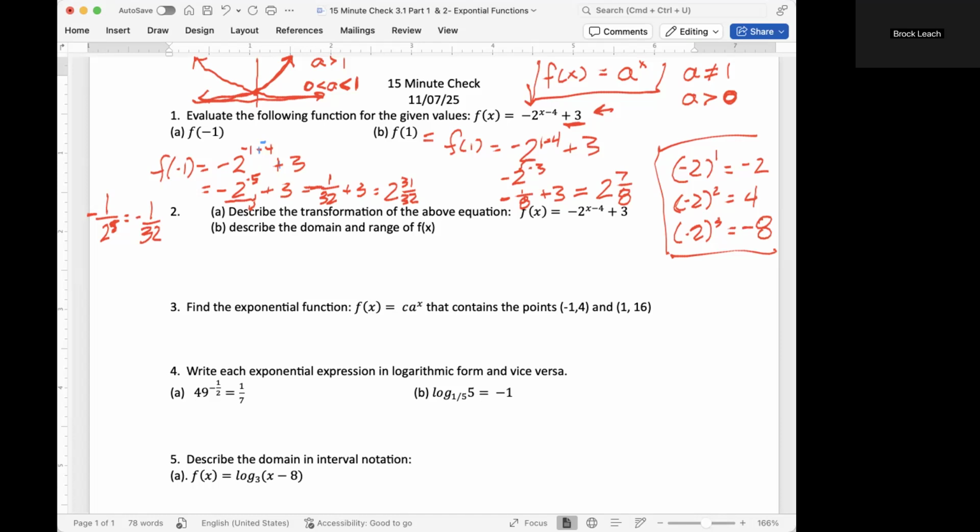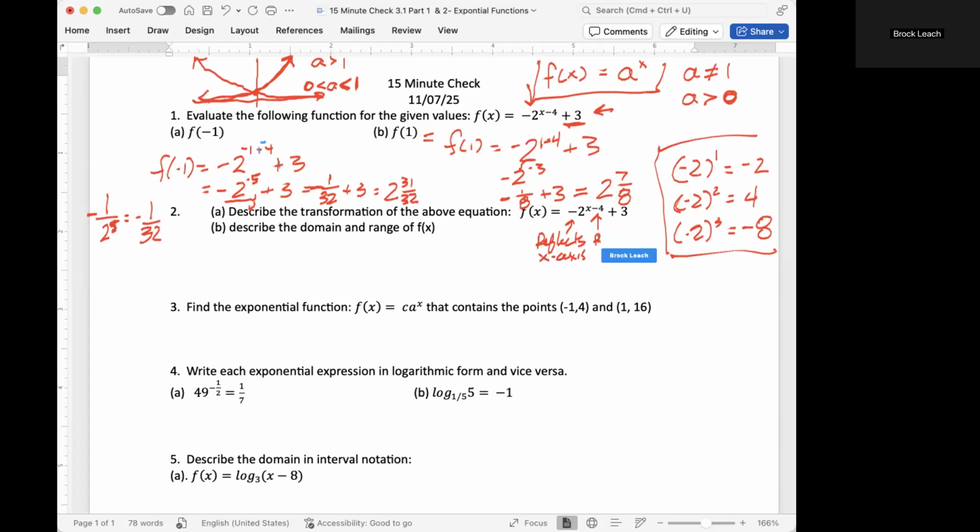The negative out front here reflects it. So if it was going to be positive, now it's going to be negative. The result of that is reflecting it over the x-axis. So we do that first. We reflect it over the x-axis. Then we move it to the right 4 and then up 3. So this reflects over the x-axis. The negative does.